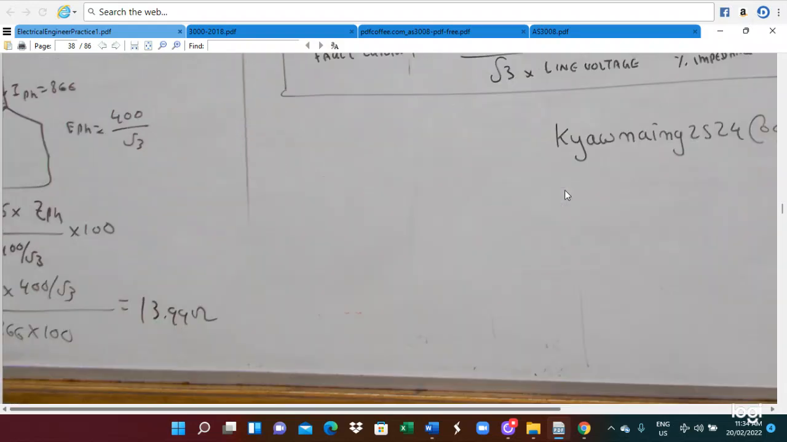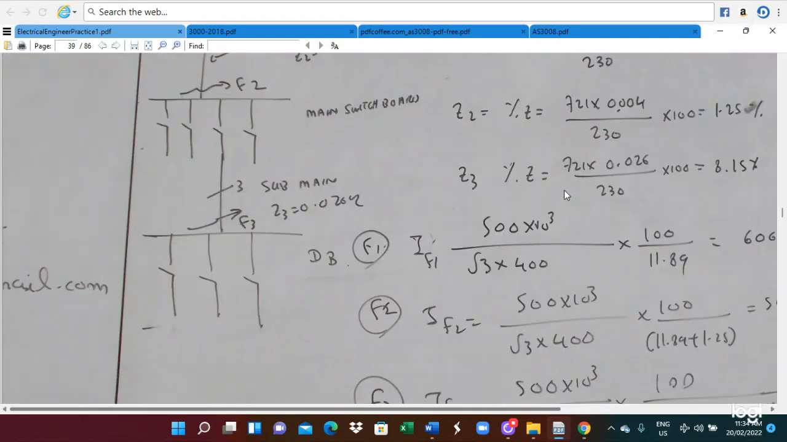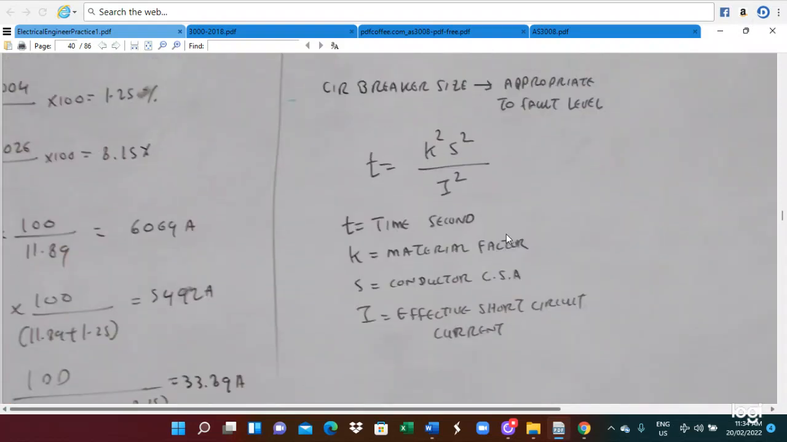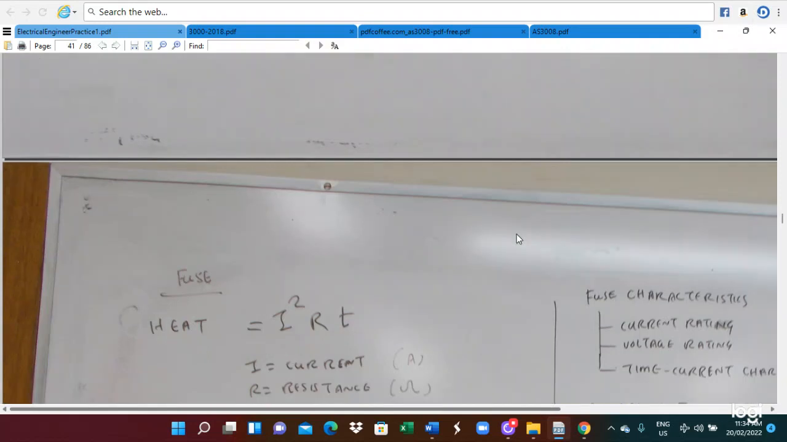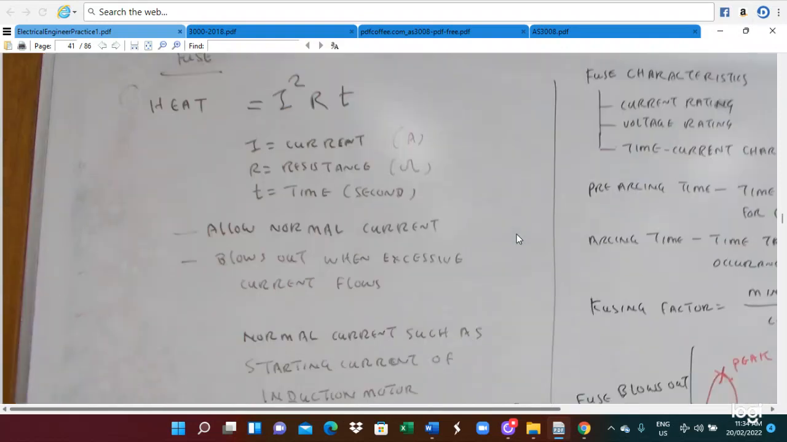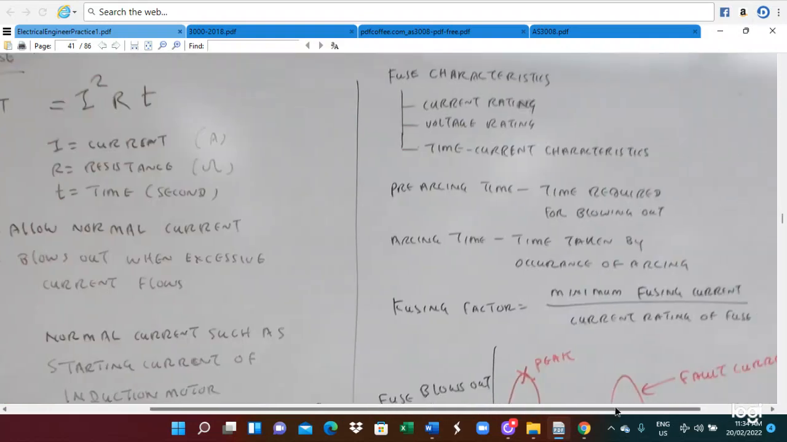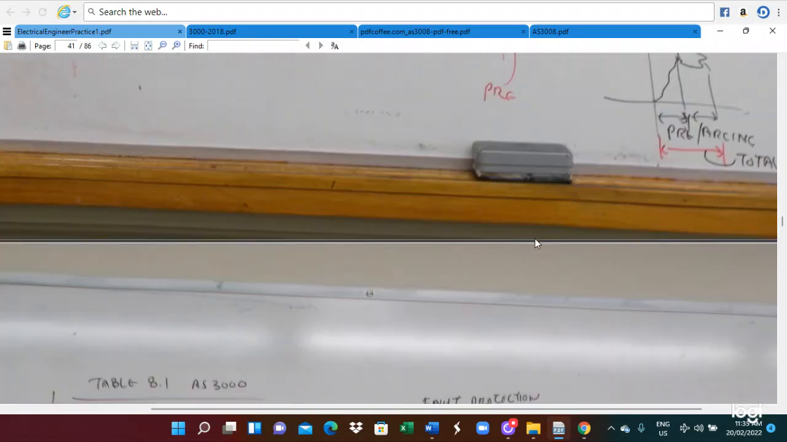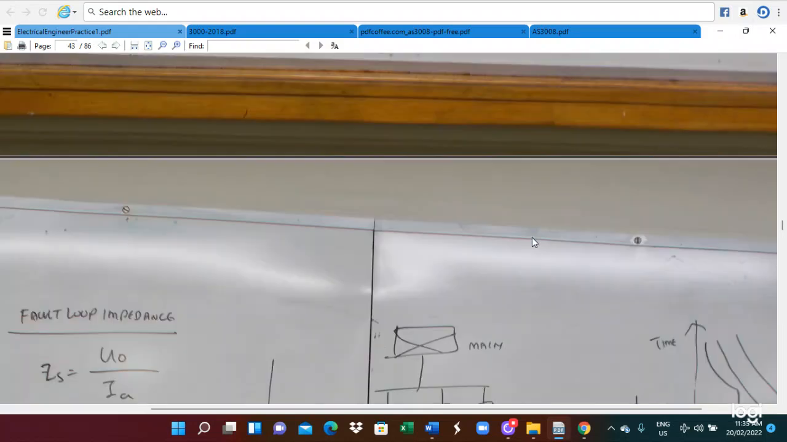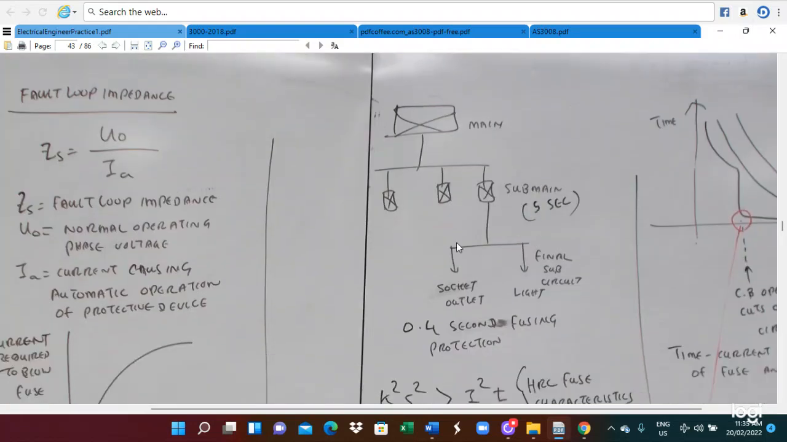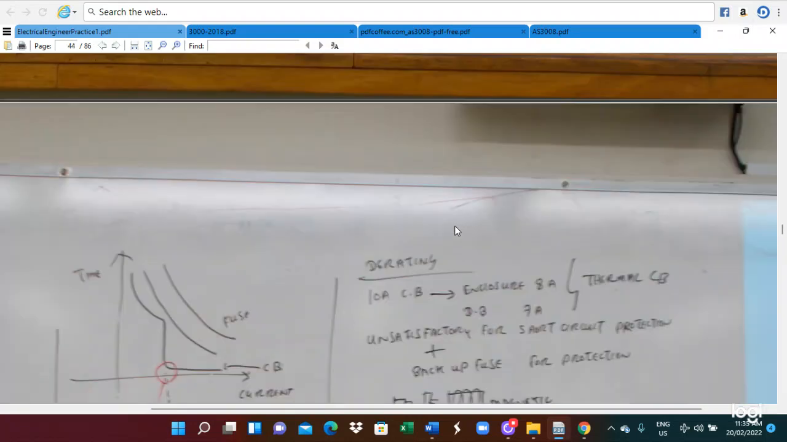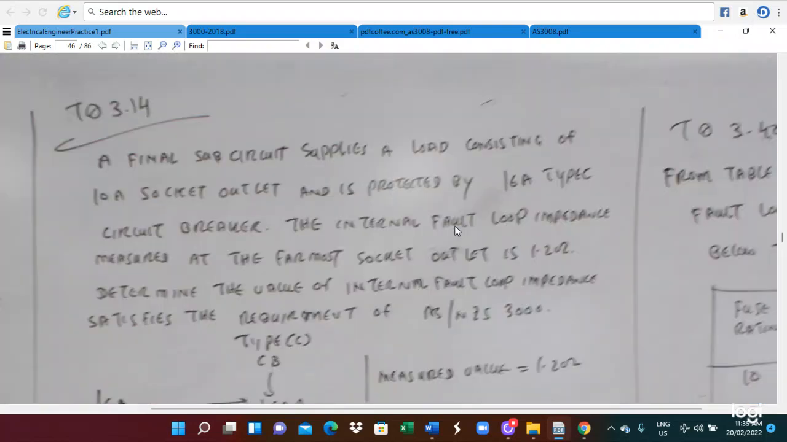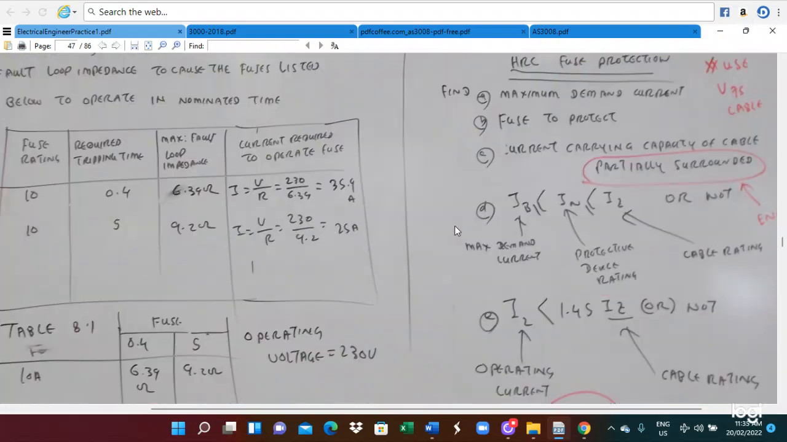We also talk about the factors affecting the installation of the fuse, the fuse characteristics, current rating, voltage rating, time current rating, and the fusing current determination. We talk about the arrangement of the fault loop impedance, and the circuit breaker operation, how to protect the circuit breaker, how to extinguish the fire, and the arrangement of the cables and protection device rating.